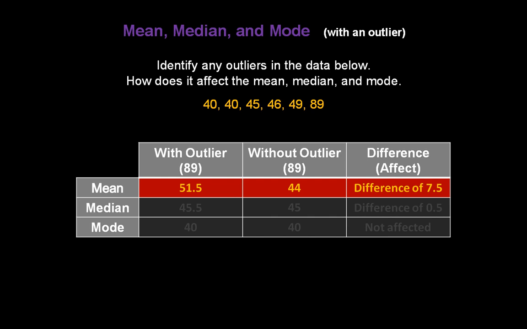So let's do the same thing with the median. What happened with the median? Well, when we include the outlier in figuring the median, we ended up with 45.5. When we remove the outlier, our median was 45. So how did the outlier affect our median? There's a difference of 0.5 in our median. And in the mode, with the outlier in place, our mode was 40. Without the outlier, the mode was still 40. And so the effect of the outlier on our mode is not affected at all.